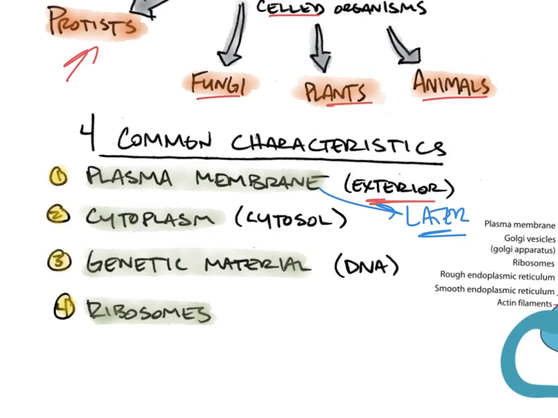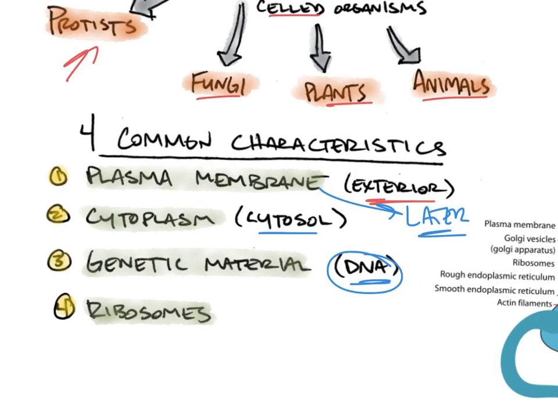They also have cytoplasm, where you also see it called cytosol, and this is the jelly-like fluid inside of a cell. They all have genetic material. Typically, it's DNA. Some cases, bacterial cells can have RNA as genetic material, but for the most part, we're looking at DNA. And then they all have ribosomes.